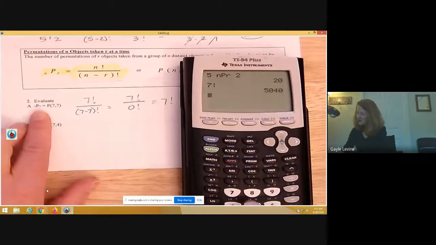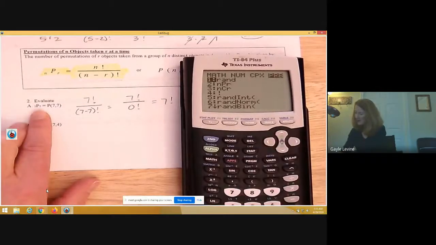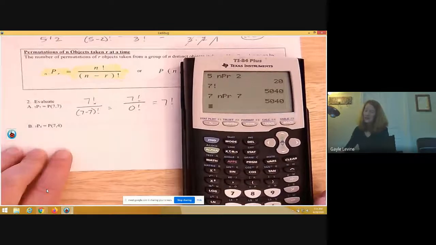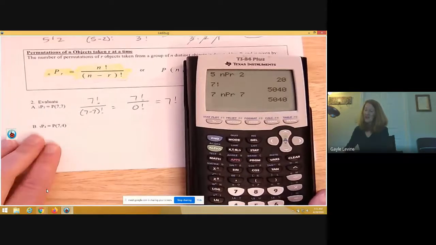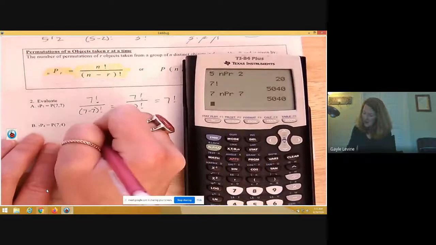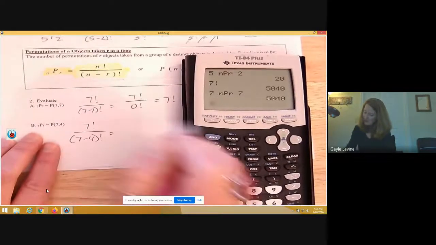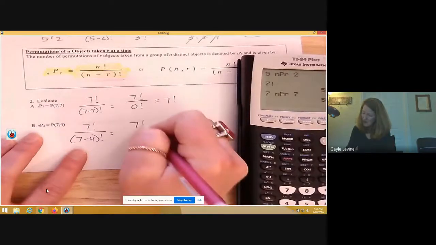Or I can do 7 math, probability down to nPr, and I get 7, and you're going to get the same number. Okay, that's going to be different for letter B, because out of the 7 objects, you are arranging 4. So this would be 7 factorial over 7 minus 4 factorial.